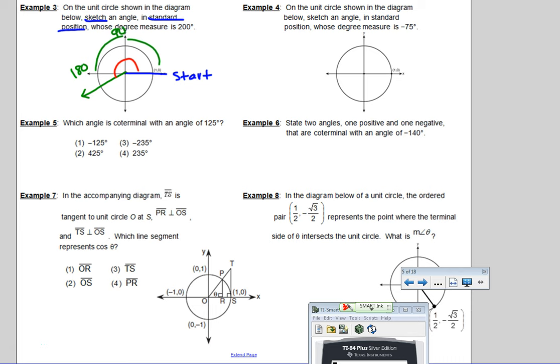on the unit circle shown in the diagram below, sketch an angle in standard position whose angle is negative 75 degrees. So again, sketch, standard position. So standard position means we start here. Negative 75 degrees means we're going to rotate down. And this would be considered negative 90. So negative 75 would be right around there. And then we're going to draw our angle to show that it's rotating that way. And that would be negative 75.